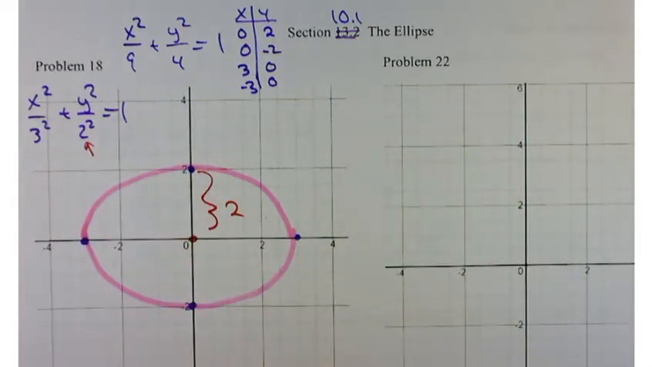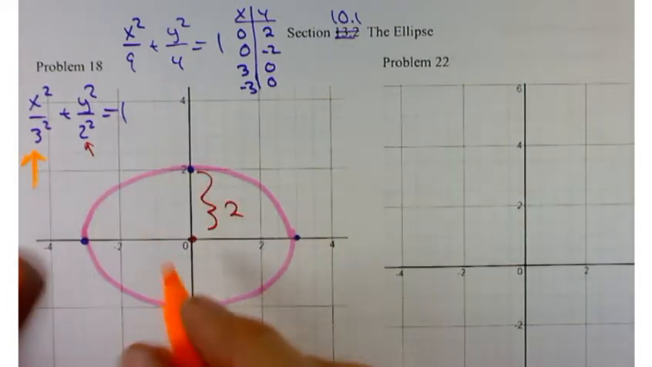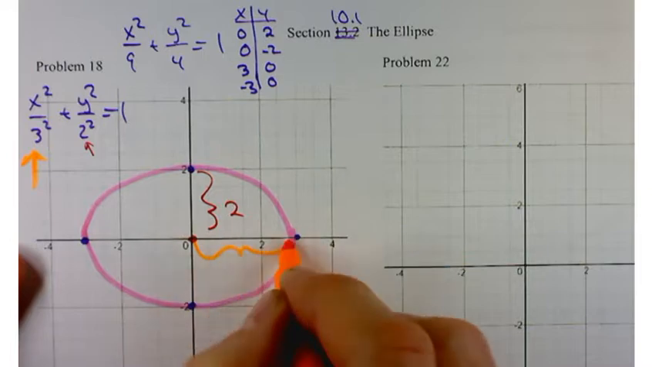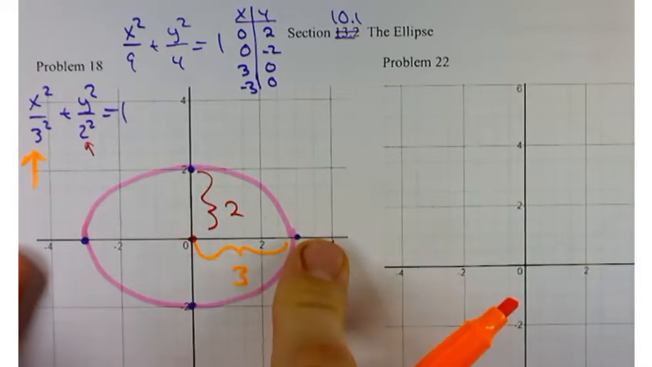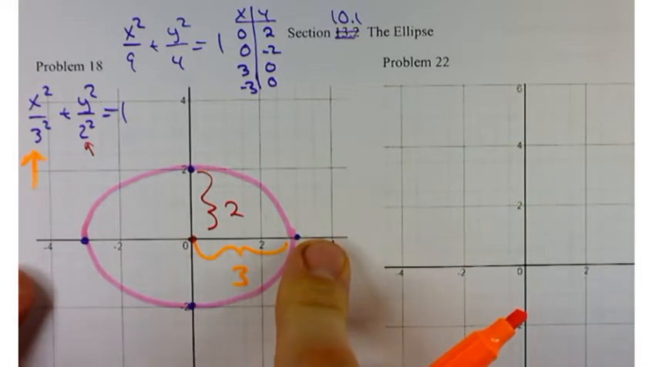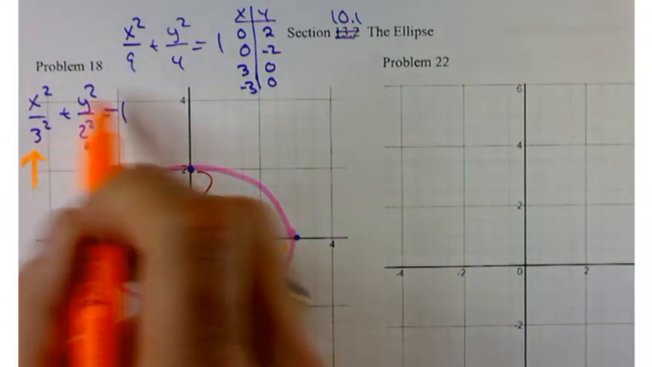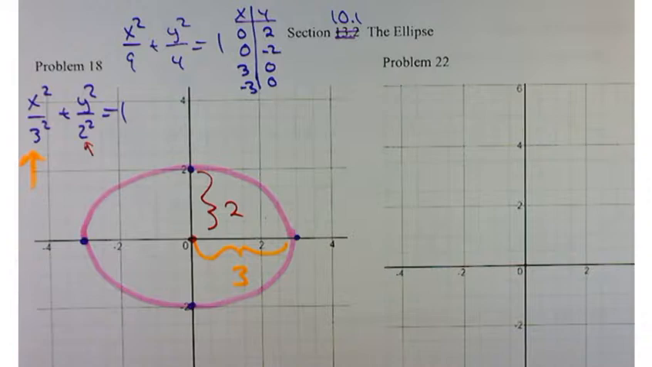And then likewise over here, you've got a 3. Well, the distance from the center to the vertices along the x direction is 3. So if you take the time to put it in this form, then it'll greatly speed up your graph of that equation.